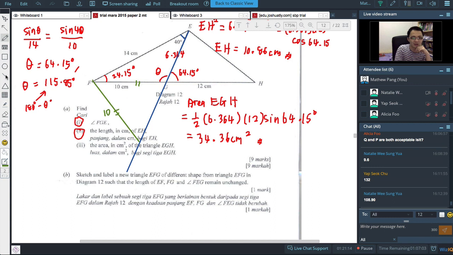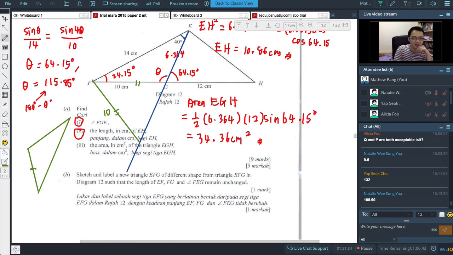Alright, so I'm going to sketch a new triangle again. It must look like this one. Like this. Like this. And like this, because we have to fulfill all the conditions the question says.